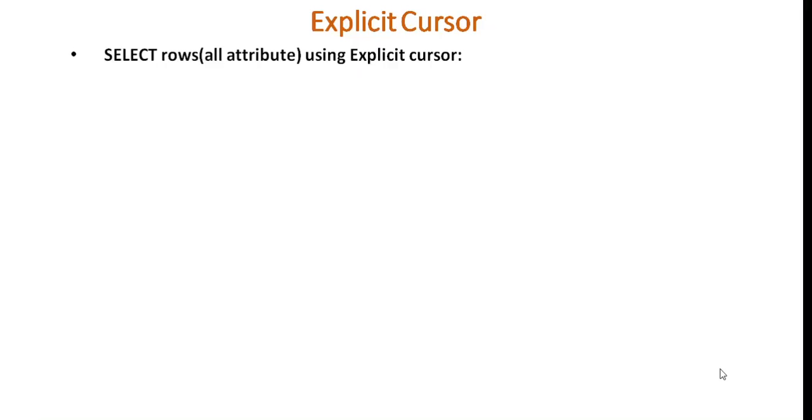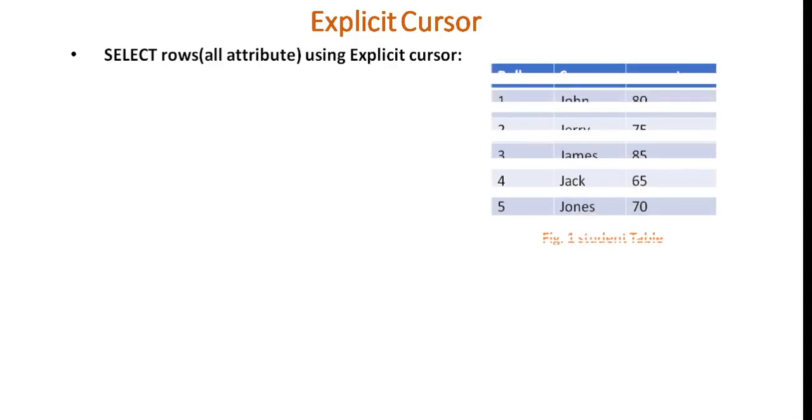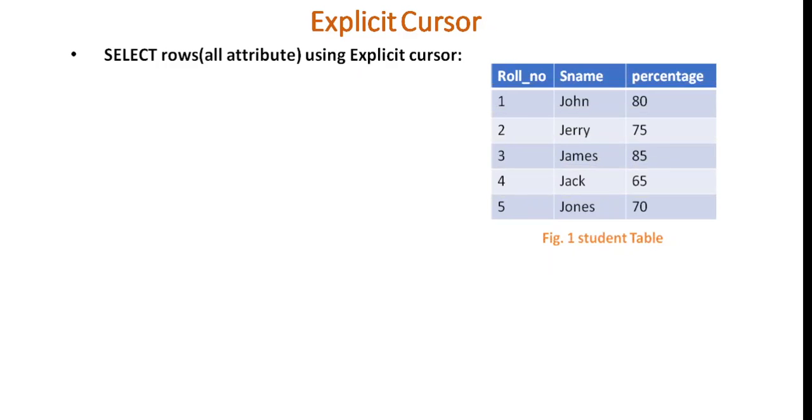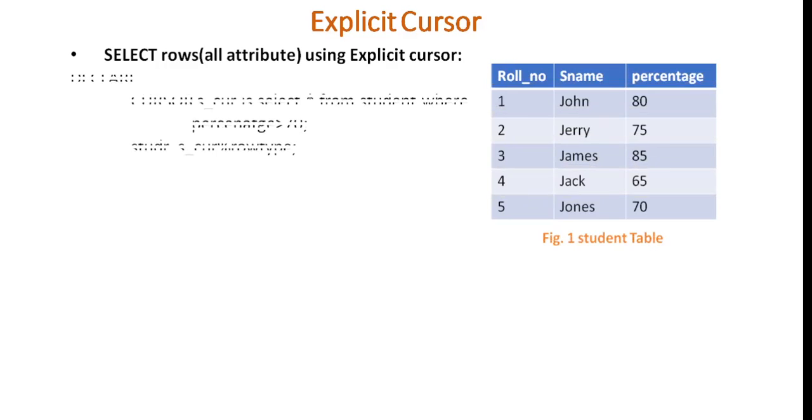Now we'll see how to use explicit cursor to fetch rows, that is all attributes from the table. So again we have the same student table with three attributes: roll number, name and percentage. Here in declare section of PL/SQL block, I have declared one cursor called SQL. The declaration statement is, first write down the keyword cursor, which is used to declare cursor. After cursor keyword, write down the name of cursor. So here in this example, my cursor name is SQL.